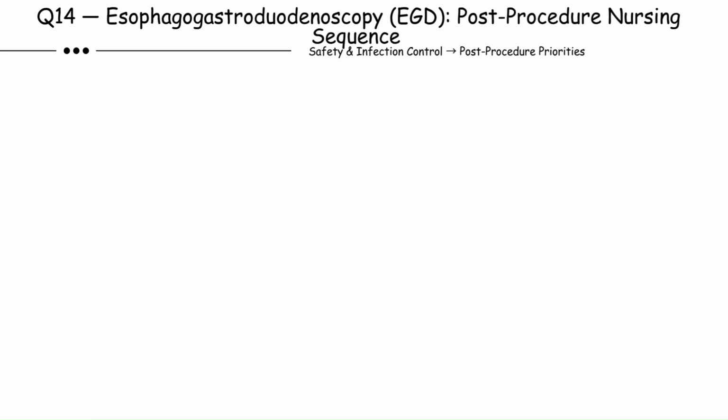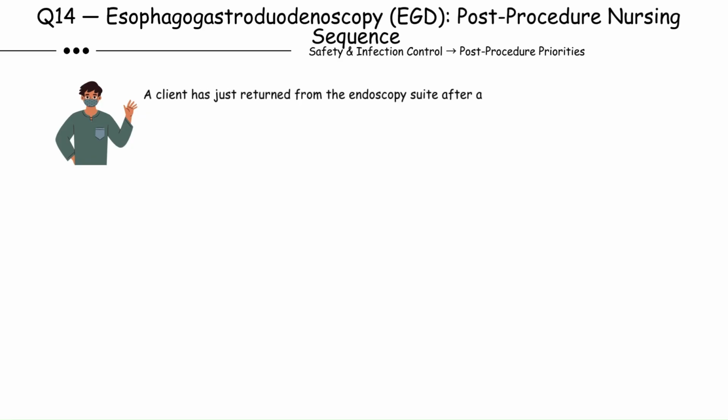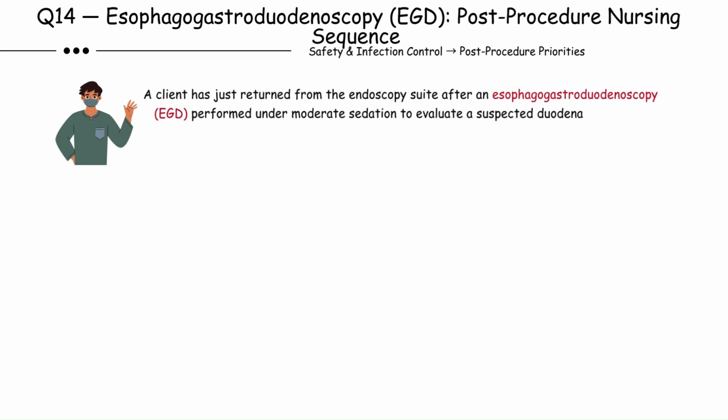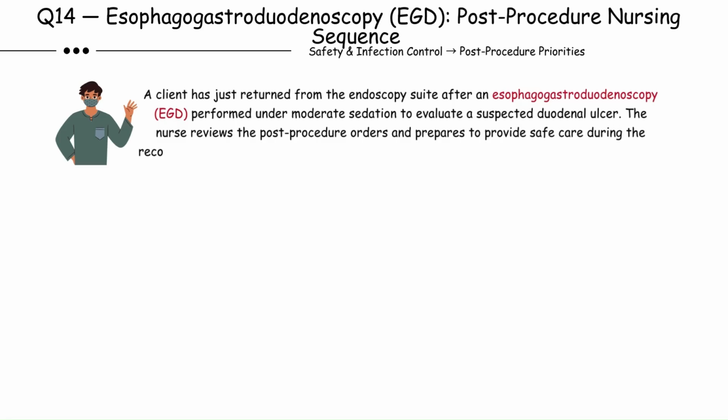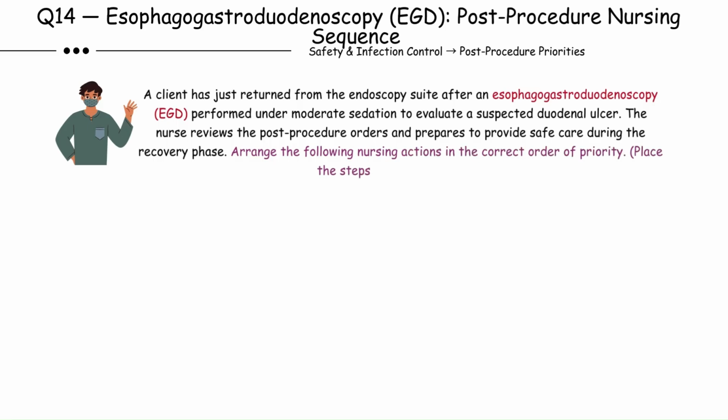Now let's move into question 14, an ordered response item focused on post-procedure safety after an EGD. A client has just returned from the endoscopy suite after an esophagogastroduodenoscopy, or EGD, done under moderate sedation to evaluate a suspected duodenal ulcer. As the nurse, your goal in the recovery phase is to protect the airway, monitor for sedation effects, and watch for early complications. You are given several nursing actions and asked to place them in the correct order.